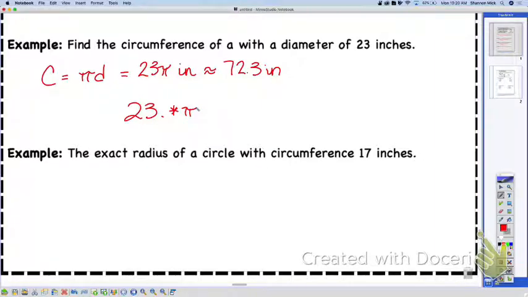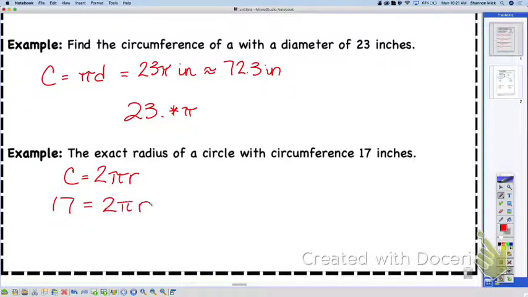Okay, the exact radius of a circle with a circumference of 17. So I want the radius. So I need to start with what formula? Circumference equals 2 pi r, right? Yeah. And what did they give me? They gave the circumference, which is 17 inches. So 17 equals 2 pi r.